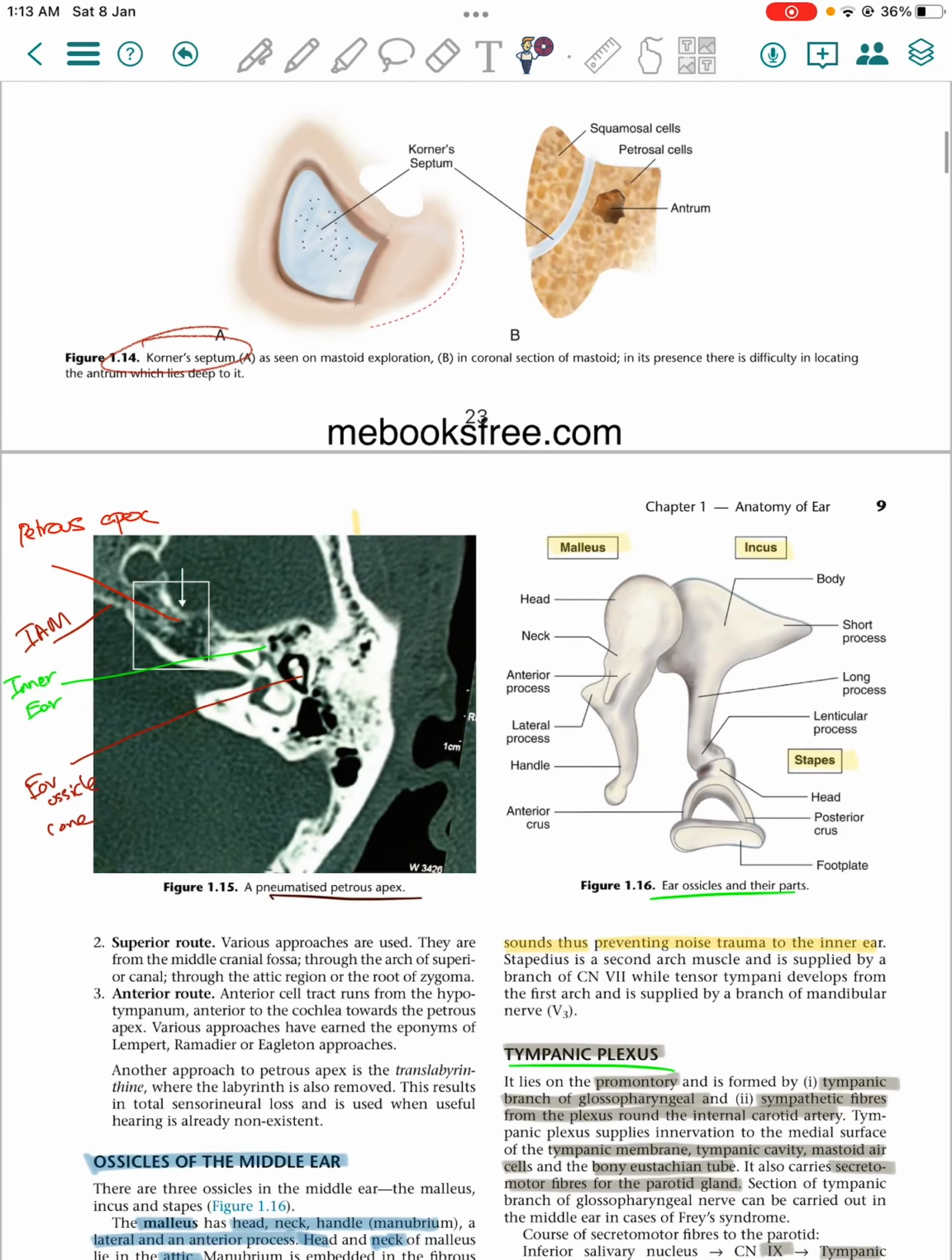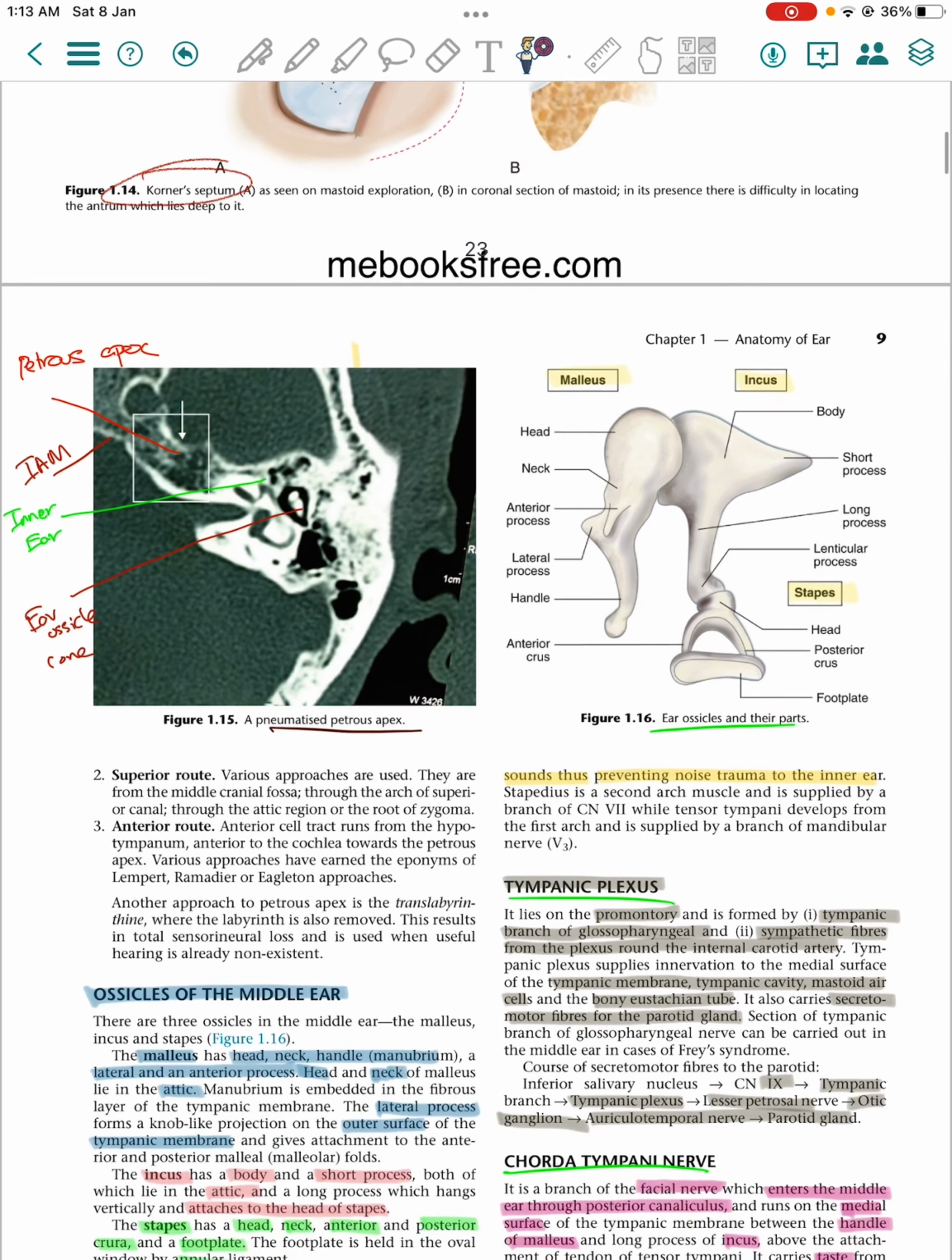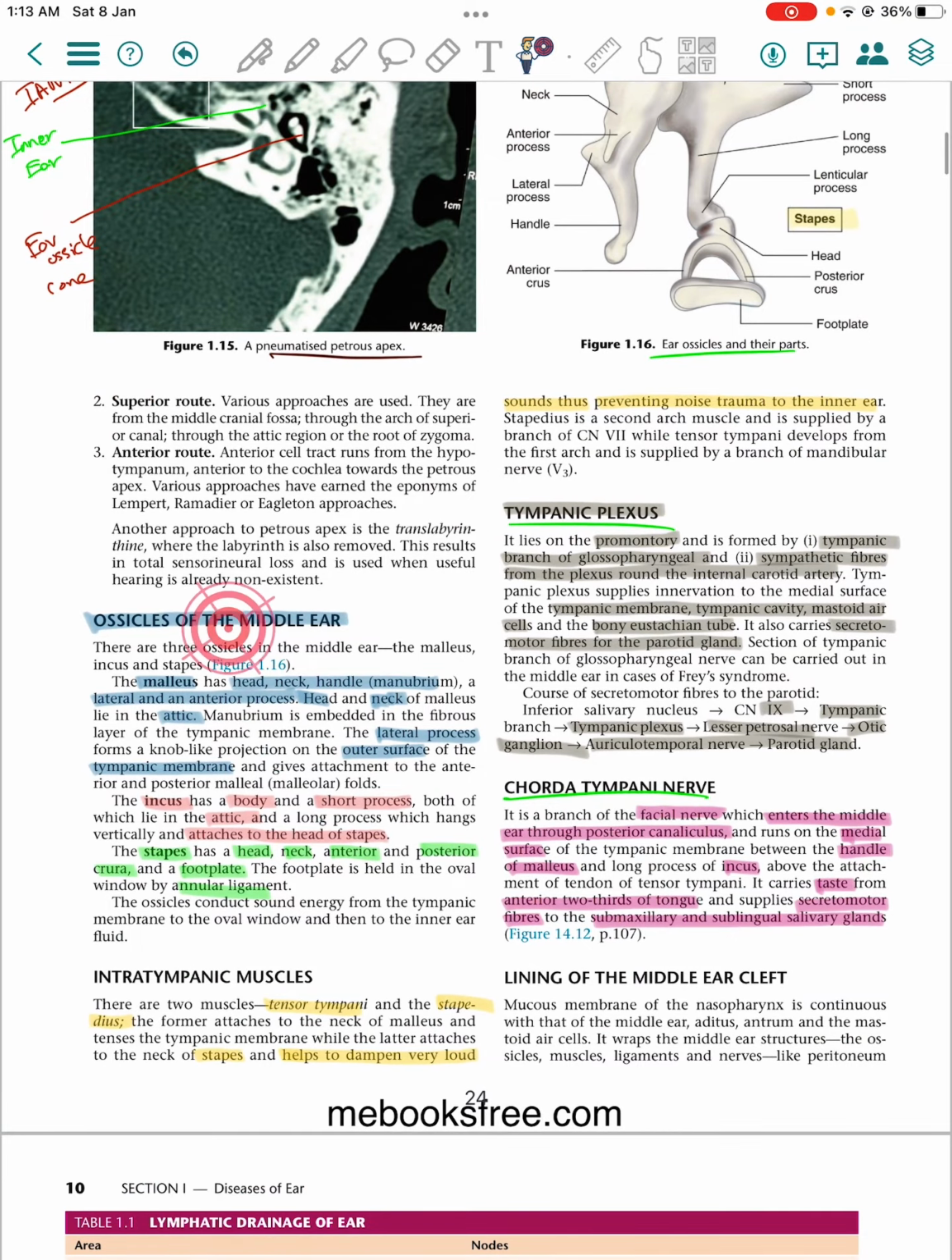You can see this in the diagram. This is the petrous part of the temporal bone. It is pneumatized here. You can see the normal anatomy. You can see the inner ear. You can see the ear ossicles, the cone. It appears as a cone. You can see the ossicles. Okay guys, then you can see the ossicles.